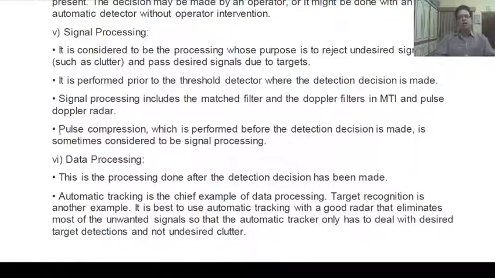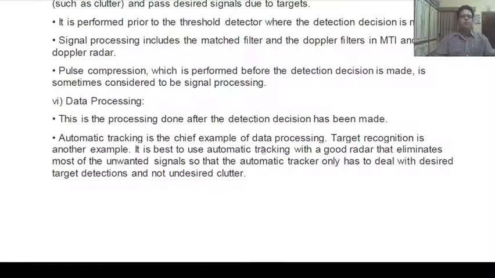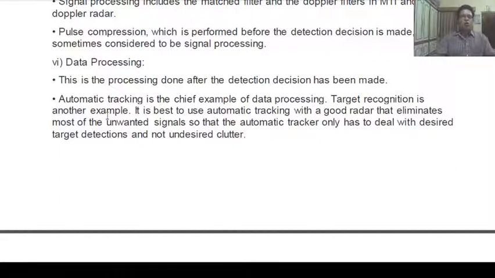Pulse compression, which is performed before the detection decision, is sometimes considered to be signal processing. Number 6. Data processing. This is the processing done after the detection decision has been made. Automatic tracking is the chief example of data processing. Target recognition is another example.